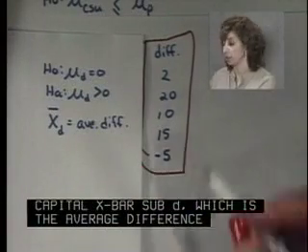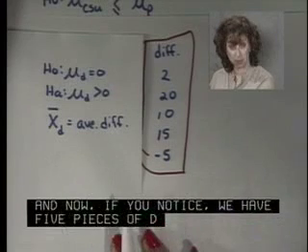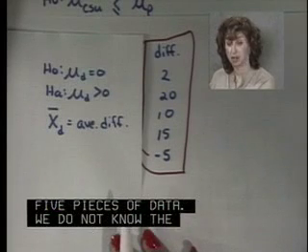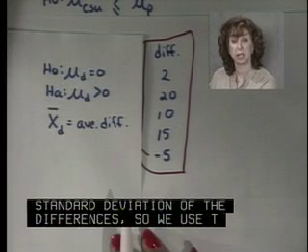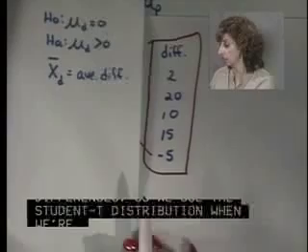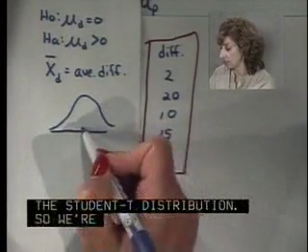And now, if you notice, we have 5 pieces of data. We do not know the population standard deviation of the differences, so we use the student t distribution when we're dealing with paired data. So we're hypothesizing that the difference is 0.